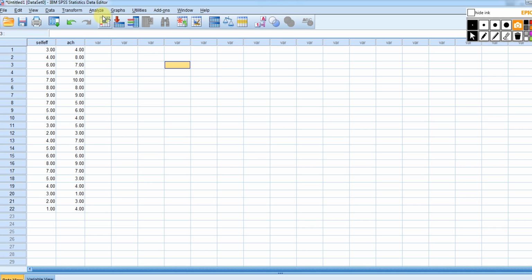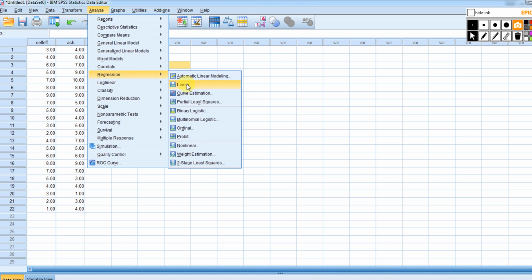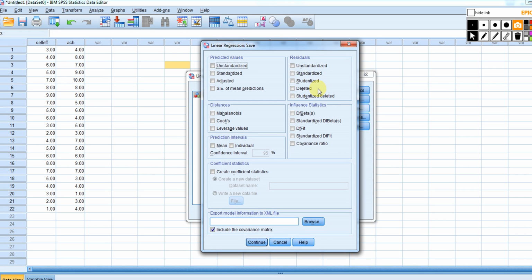So let's just really quickly run a regression analysis. I'll go to Analyze, Regression, Linear and put my predictor, self-efficacy, into the independent box and achievement into the dependent box. The assessment of these various assumptions using residual plots really requires the generation of prediction errors for each case. So I'll click on Save, and I have two options for residuals or prediction errors: the unstandardized and the standardized.